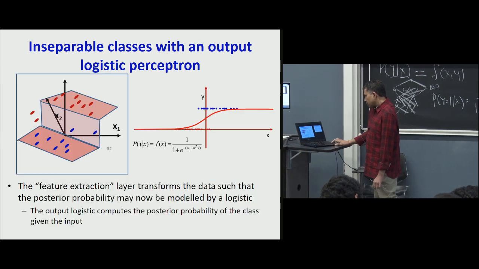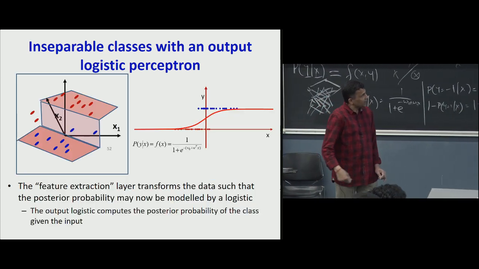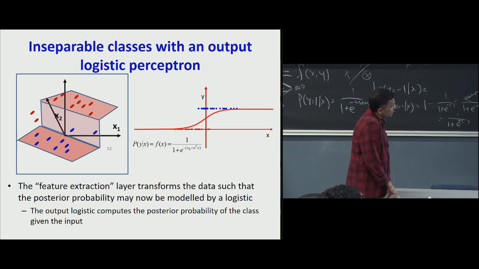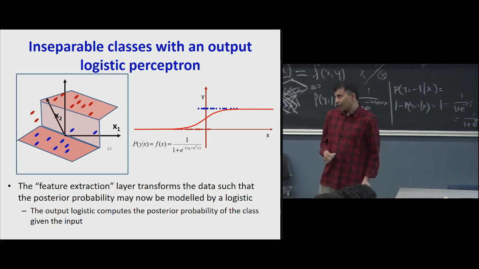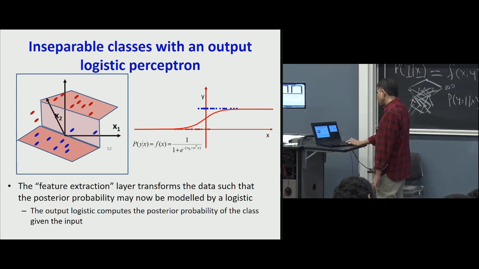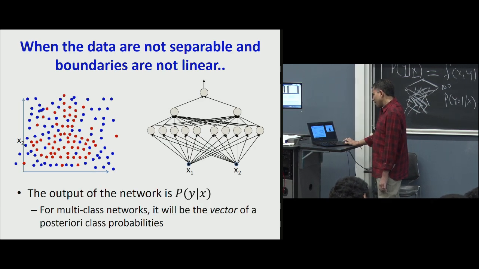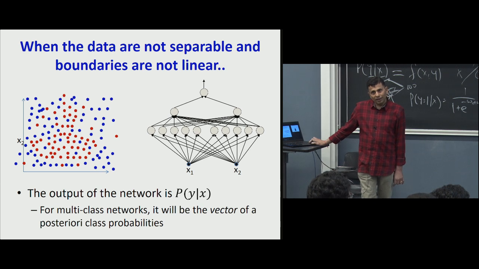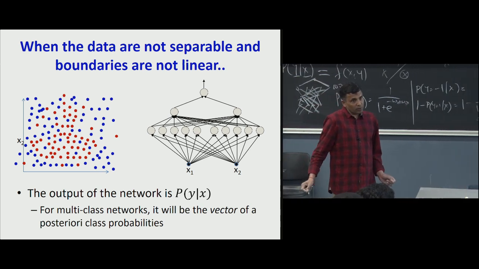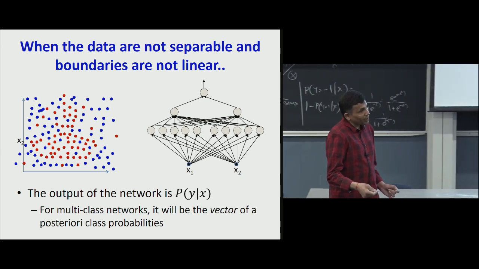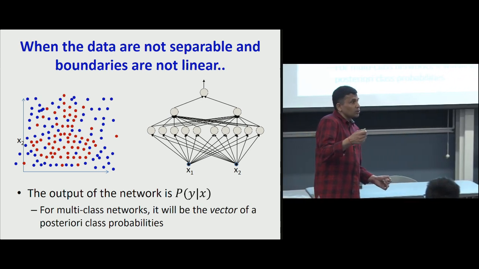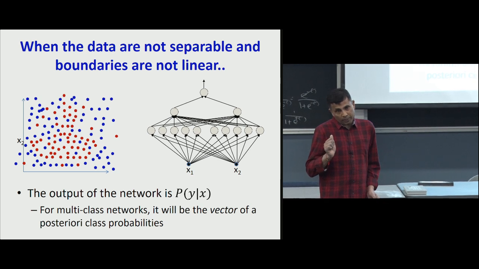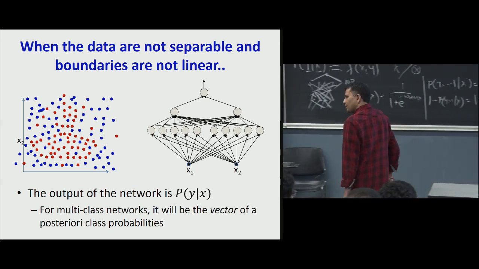So here's what you would have. The feature extraction layer transforms the data such that the posterior probability might not be modeled by a logistic. The output logistic computes the posterior probability of the class given the input. And when the data are not separable and the boundaries are not linear, the output of the network is still P of y given x. And in this case, it's going to be a vector of probabilities. But eventually, the estimation process is still something that tries to estimate P of y given x as accurately as possible, as modeled by the network itself. Right? Questions?